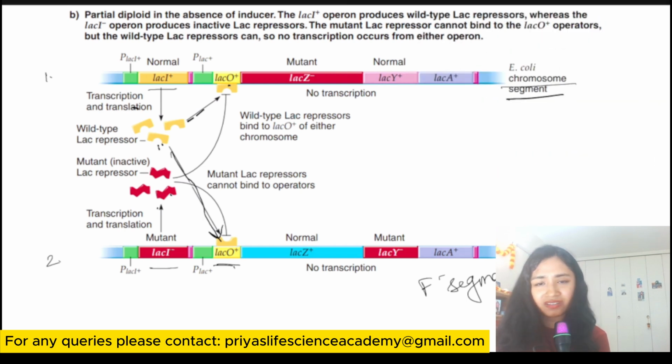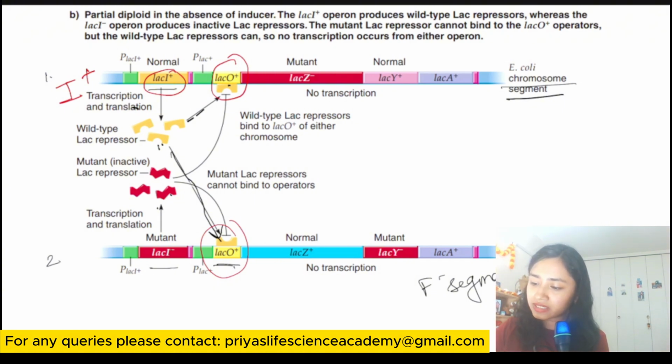So that is sad. This chromosome could have turned its own operon on, but because they are diploids, this lacI will interfere in this chromosome's expression as well, because they are trans-dominant. So the lacI plus from this chromosome is producing wild type Lac repressor, and it can inhibit its own operator as well as the operator of chromosome 2. So again we are going to that part: the absence of lactose and the presence of lactose.